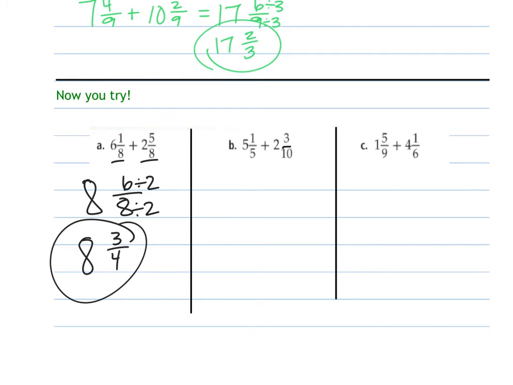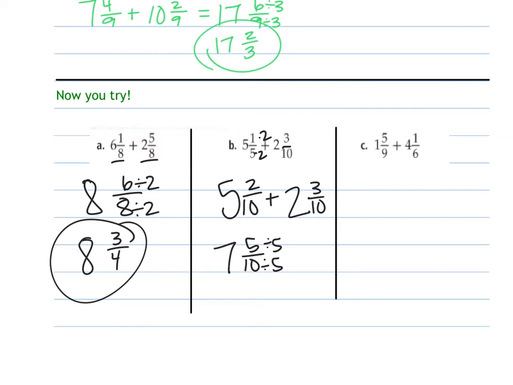5 1/5 plus 2 3/10. Common denominator between these would be 10. So I'm going to rewrite the fraction. Multiply this by 2, so I would have 5 2/10 plus 2 3/10. Add the whole numbers. 5 plus 2 is 7. 2/10 plus 3/10 is 5/10, which I know can be divided by 5. So my answer would be 7 1/2. That's now in simplest form.